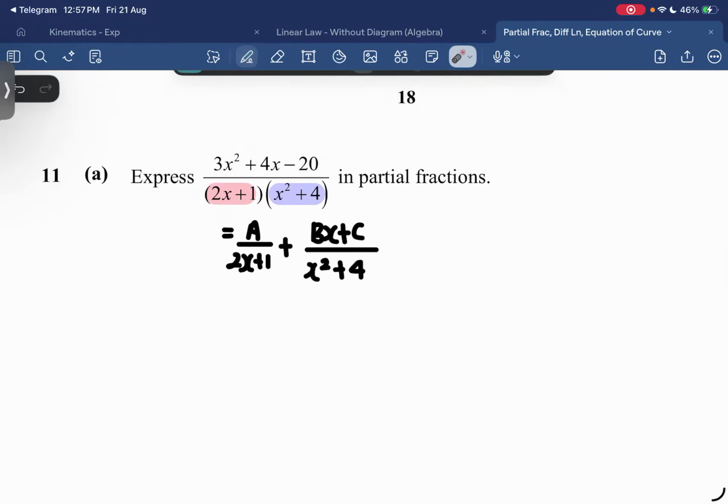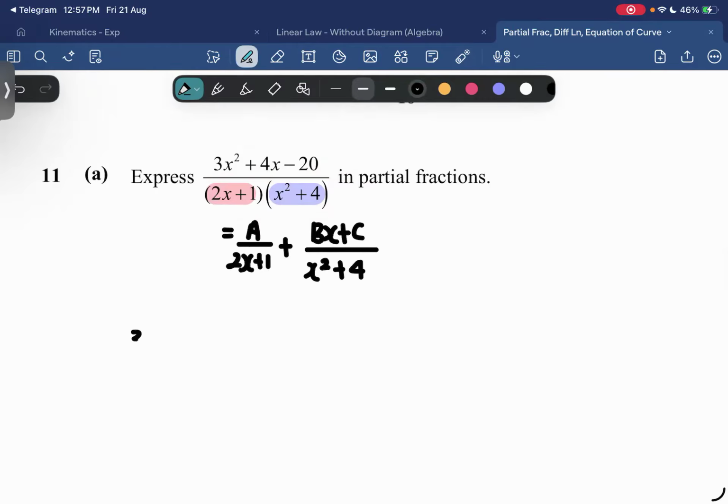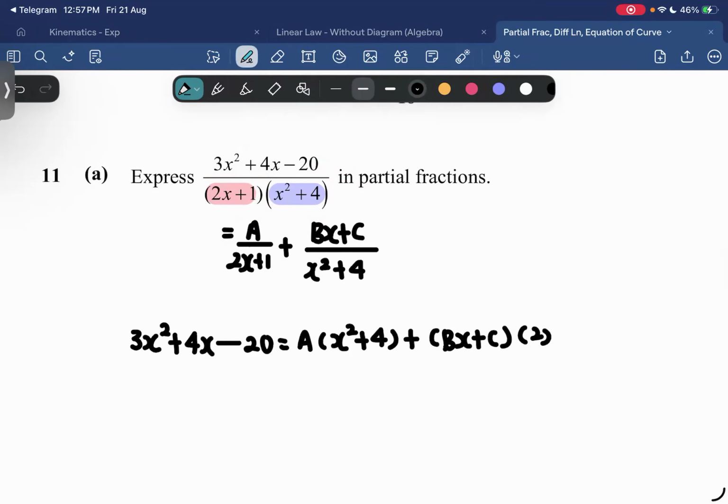Okay, so you're trying to make the denominator the same. So when I bring it down, plus 4x minus 20, okay, your a got to multiply with x squared plus 4. Your bx plus c got to multiply with 2x plus 1. Okay, so this is the partial fraction where you don't need to do long division. So they are quite straightforward, nothing much to worry about.